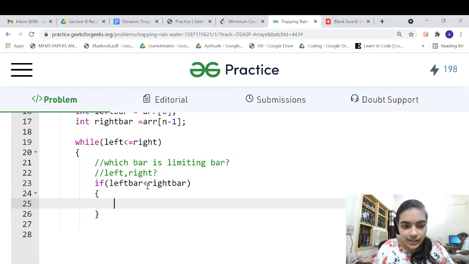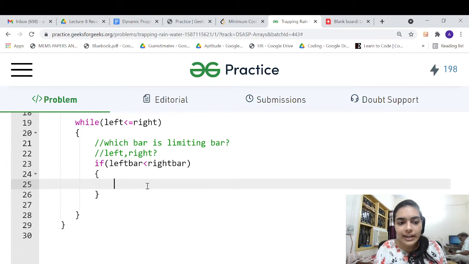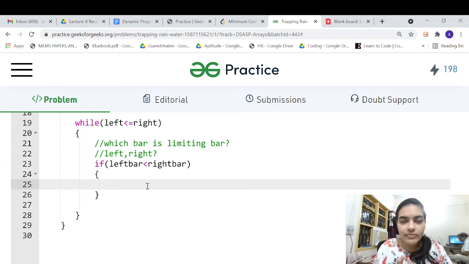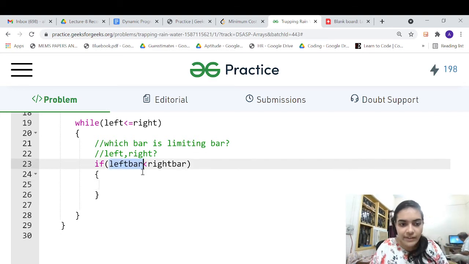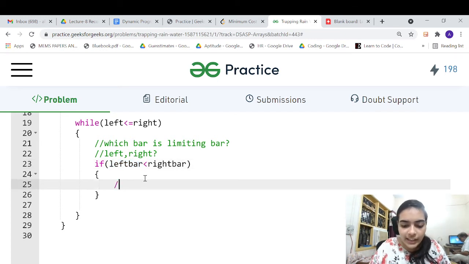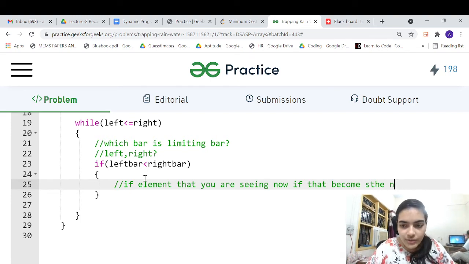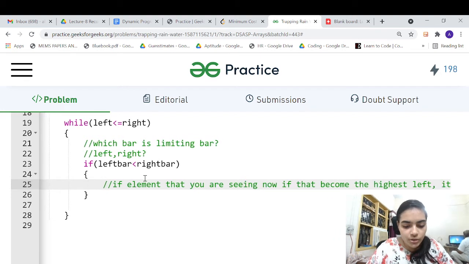So in this case, again you have two cases, right? What are the two cases? If the left bar that you are seeing currently is greater than the previous left bar, right? So this is storing the previous left bar. Now if the element that you are seeing now becomes the highest left, it will not be able to store any water.